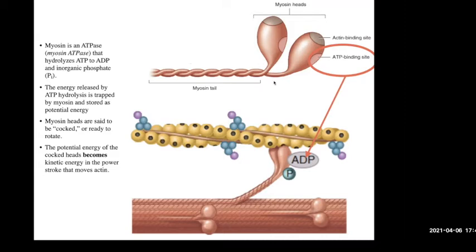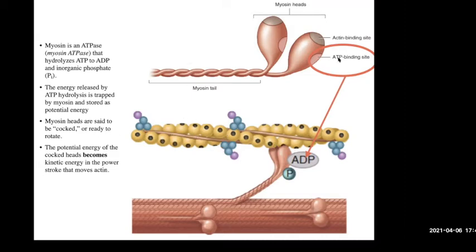And so at some point along the line, your myosin head is going to bind ATP and hydrolyze it, and it's going to be energized. All right. And when it's energized, it's said to be cocked, or ready to rotate. That is, if this was a gun, this is like cocking the trigger, getting it ready to fire, that ATP hydrolysis. So this potential energy that's formed by this binding of ATP is going to be converted into kinetic energy, into the power stroke that's actually going to move the actin filament toward the M line.